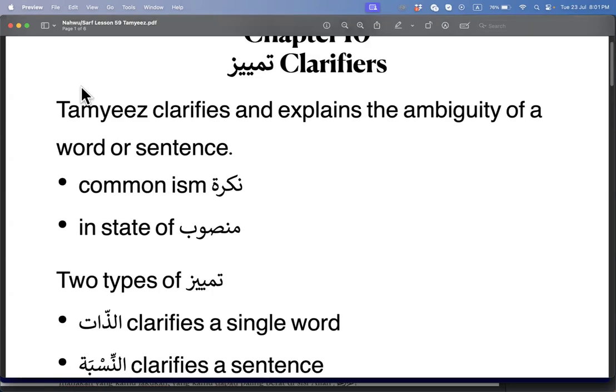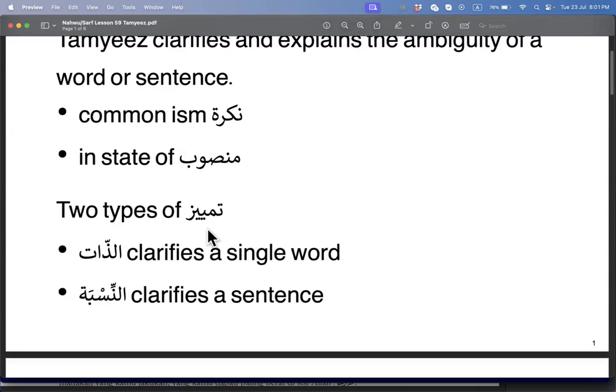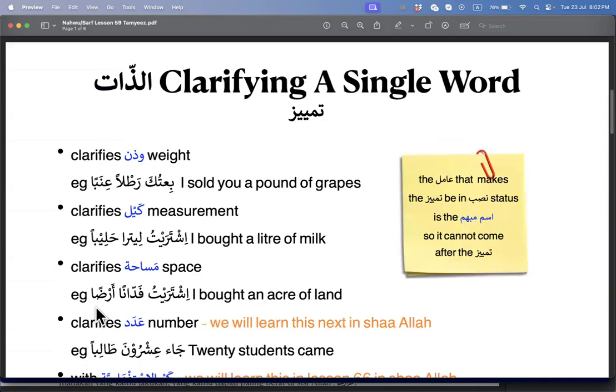Okay, so Tamyeez is basically something that clarifies and explains the ambiguity of a word or sentence. Ambiguous meaning not clear. Something is not clear in the sentence. So a tamyiz must be nakira and mansub. And there are two kinds of tamyiz: tamyiz dzat and tamyiz nisbah. Dzat clarifies a single word. Nisbah clarifies a sentence. We start with the easy one.